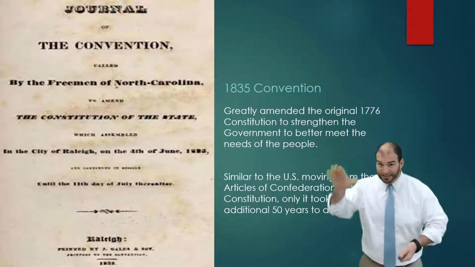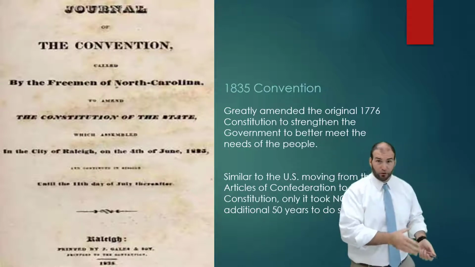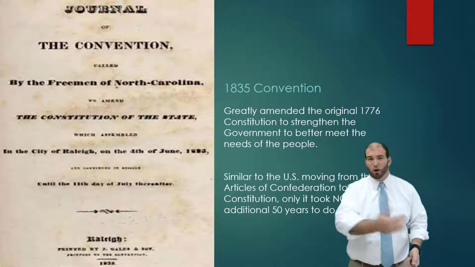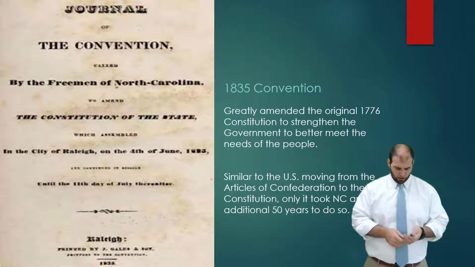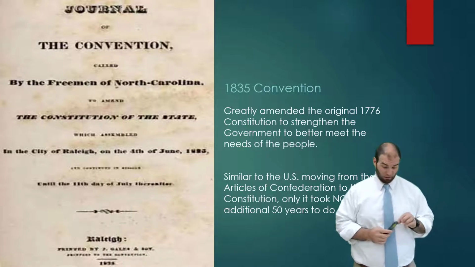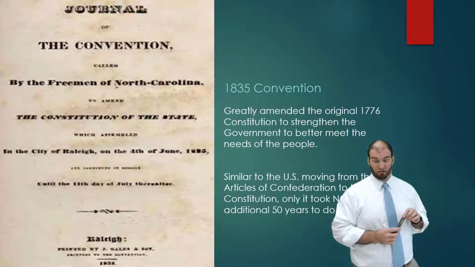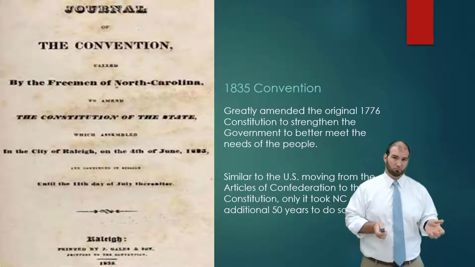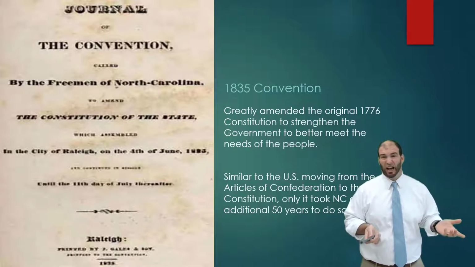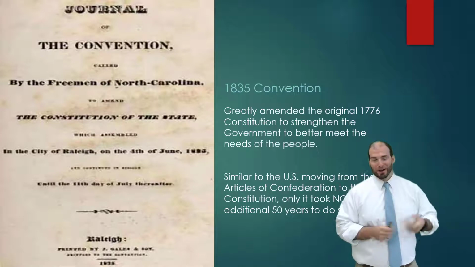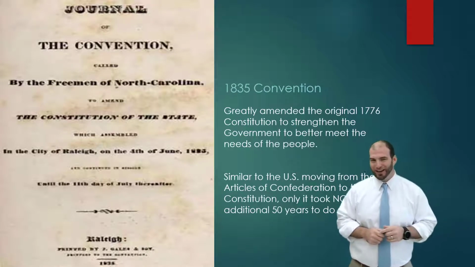North Carolina has the same issues that the Articles of Confederation does. There's really no way to enforce these laws. Taxing is a problem. There's all these other issues. So it took the federal government 10 years to figure it out. North Carolina, 1835, almost 50 years. Actually, 59 years for them to be like, hey, we got to fix some of this. Behind the times, North Carolina.